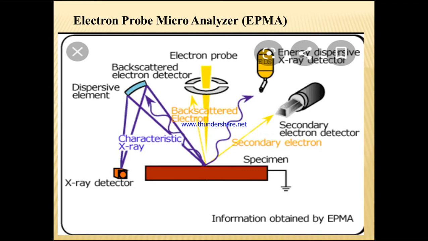We are going to see the backscattered electrons detector, or it may be the dispersive element, X-ray detector, that is the characteristic X-rays. Backscattered electrons, we are having the secondary electrons detector for the detection of secondary electrons. In the same way, energy dispersive X-ray detector also we are having. So here the working is similar to the scanning electron microscope.